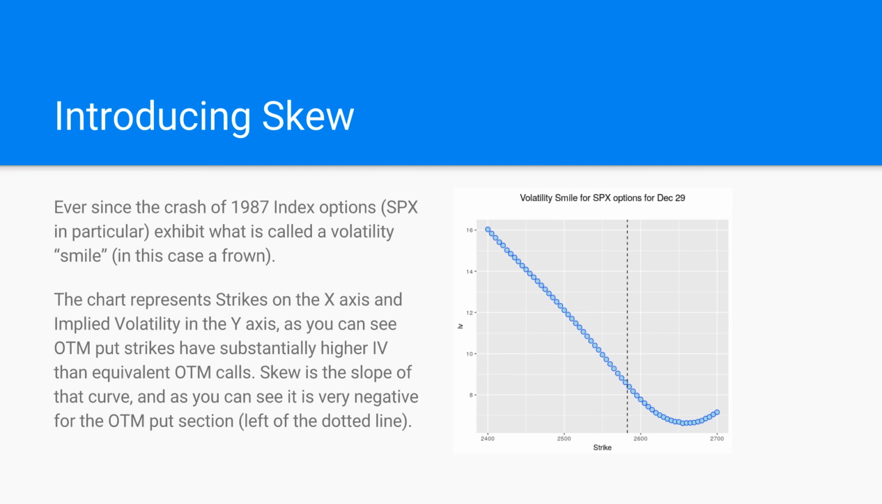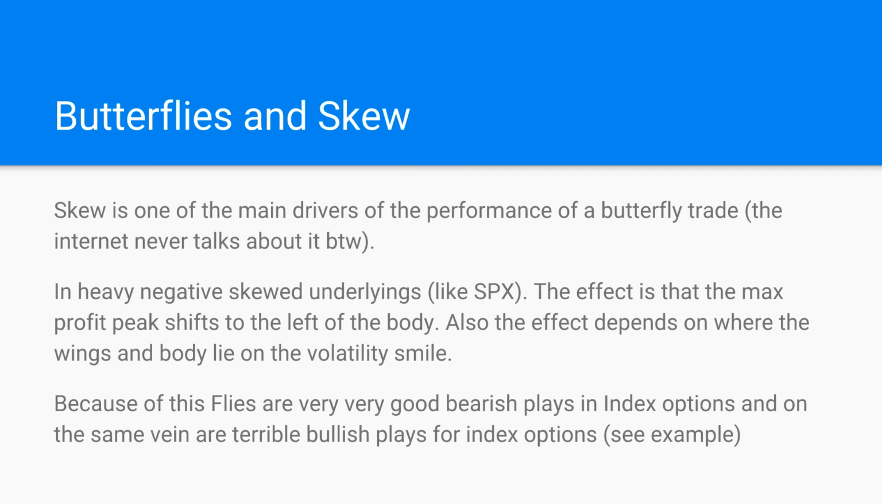So butterflies are good trades if you have a good amount of time on them for VIX, and the same way for VXX. VXX inherits a little bit of the skew. It's not as pronounced as the skew in VIX, but it is there. It's also positive skew.